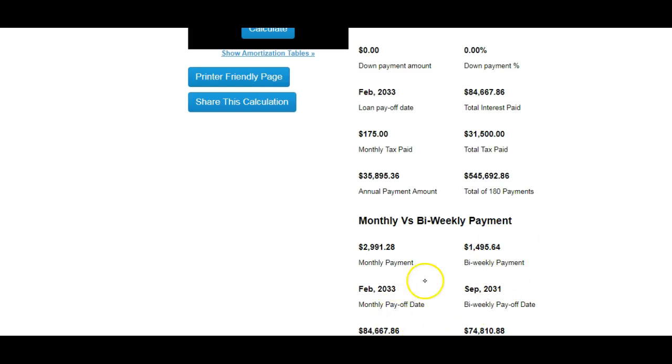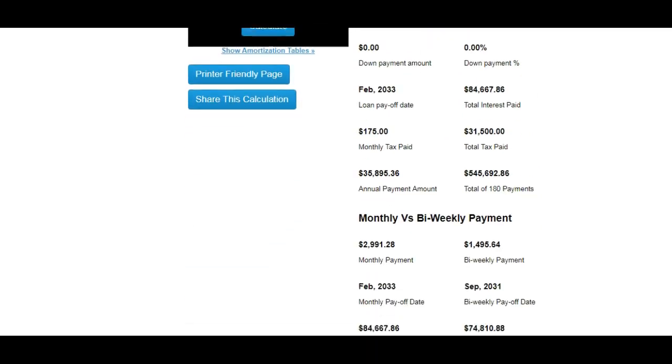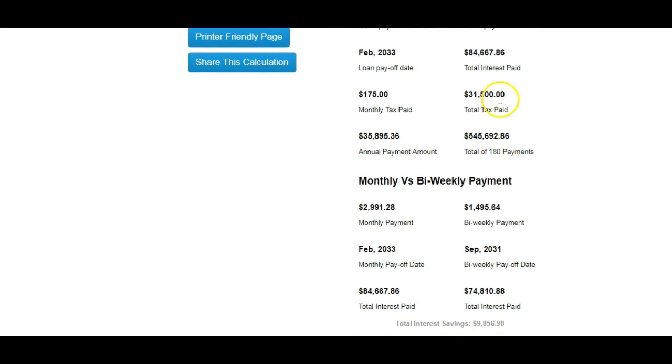We don't need bi-weekly payment. We don't need up here the payment with PMI. Just those 4 things will be asked about. Every question will ask about different ones. This particular question wanted the monthly payment, $2,991.28, and the total interest paid, which was $84,667.86. So you would type those in, and those would be your final answer.